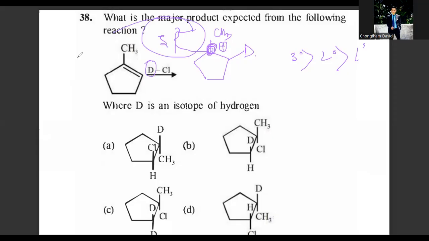So either the chloride attacks from above or below the plane of the molecule. So there is a probability of the resultant product that can behave as you see in option B. So where D is an isotope, the major product will be B. Option B is the answer for question number 38.